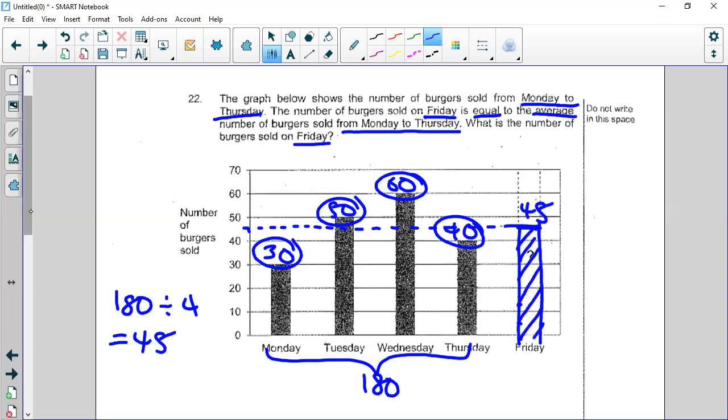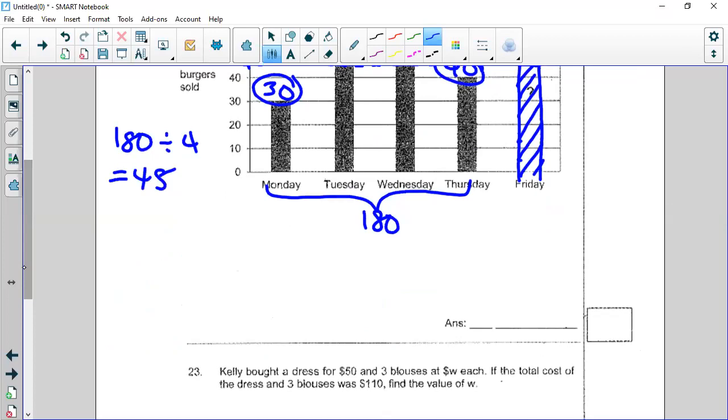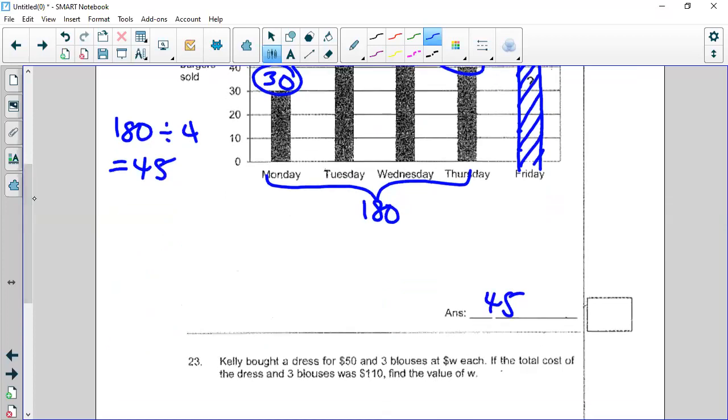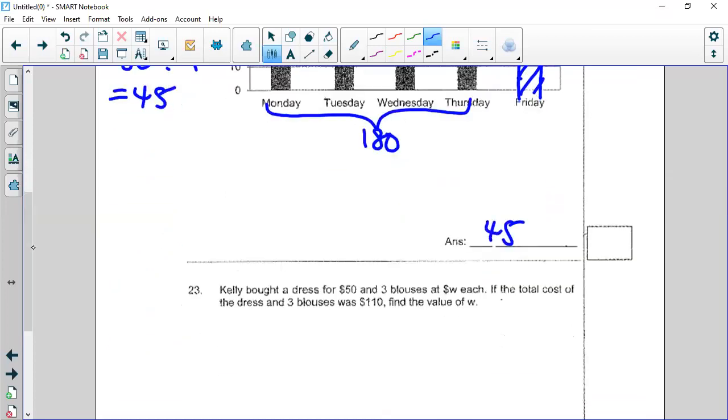I'm supposed to just write it down. Write the number down. Okay, you can put the 45 there. We don't have to draw. Okay, let's go to number 23.